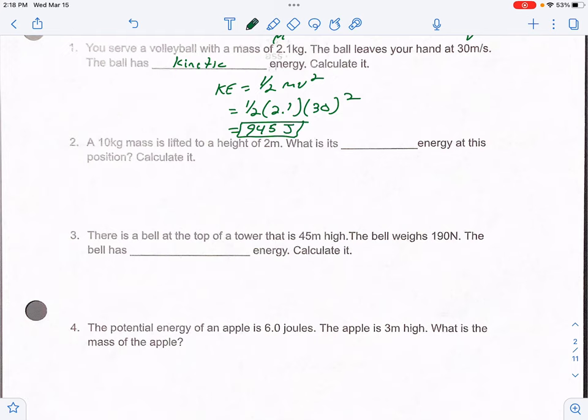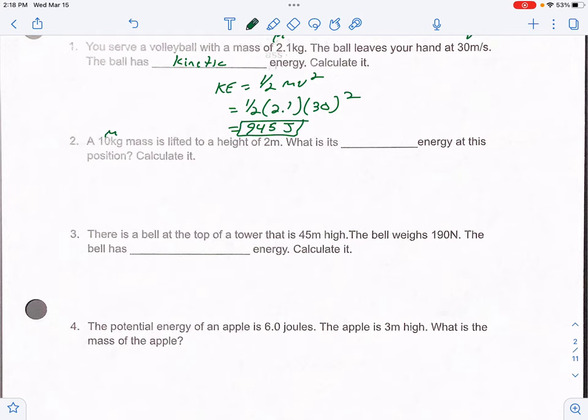Number 2, a 10 kilogram mass is lifted. So I have to worry about that, lifted, so that means gravity's a factor. And I gave you height. What is its blank energy? If I'm dealing with mass and height, this is going to be potential energy. So I need to calculate it. Remember, PE equals mgh. My mass is 10 kilograms, my gravity is 9.8, and my height is 2 meters. Multiply that all out, and you get 196 joules.